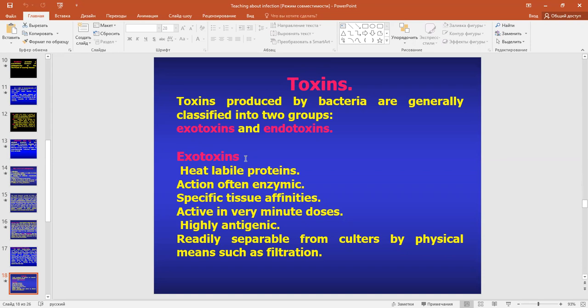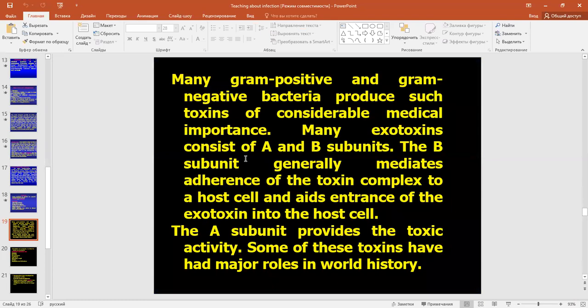Toxoid in English, anatoxin in Latin. So many gram-positive and gram-negative bacteria produce such toxins of considerable medical importance. And 7 infectious diseases are named toxinemic infections because circulation of exotoxin in blood leads to death. They are staphylococcal infections, diphtheria, tetanus, botulism, gas gangrene, whooping cough, and cholera. Such circulation of exotoxin in blood is named toxinemia.